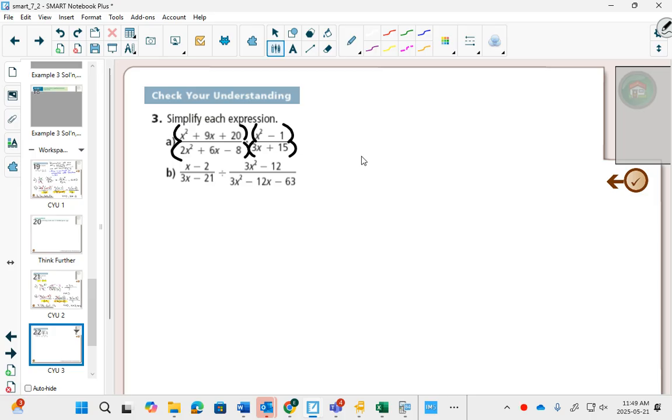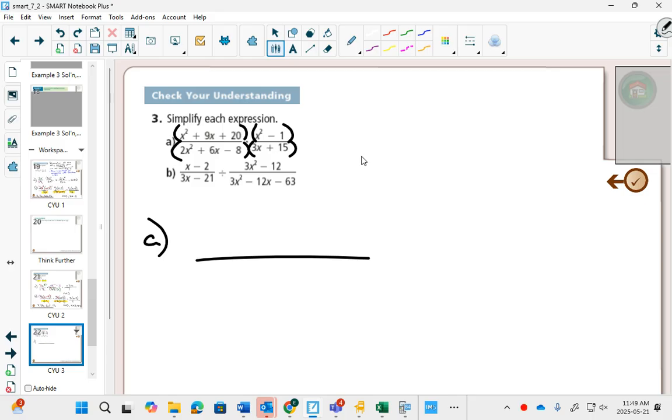That's sometimes nice because you might be tempted to say, ooh, I want to cancel out an x squared with an x squared. No, you can only cancel out when you're multiplying and factors are identical. Nothing is identical right now. So what we do need to do in A is we need to factor. And we need to be really good at factoring because we're going to be doing a lot of it.